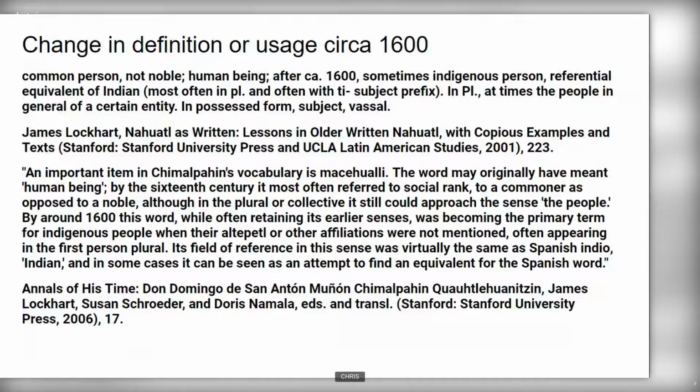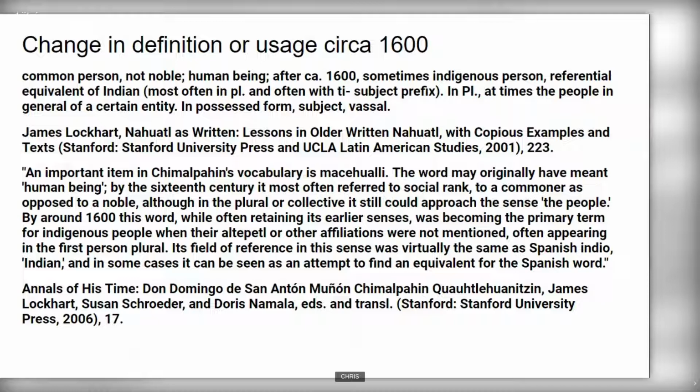So Masewali changed its definition: common person or not noble, human being. This was the original definition. And after some time, after the 1600s, it was used to refer to indigenous people, especially in the plural. So when they said Masewali, it definitely was referencing indigenous people. When it was possessed, it usually always meant a vassal or someone's subject.